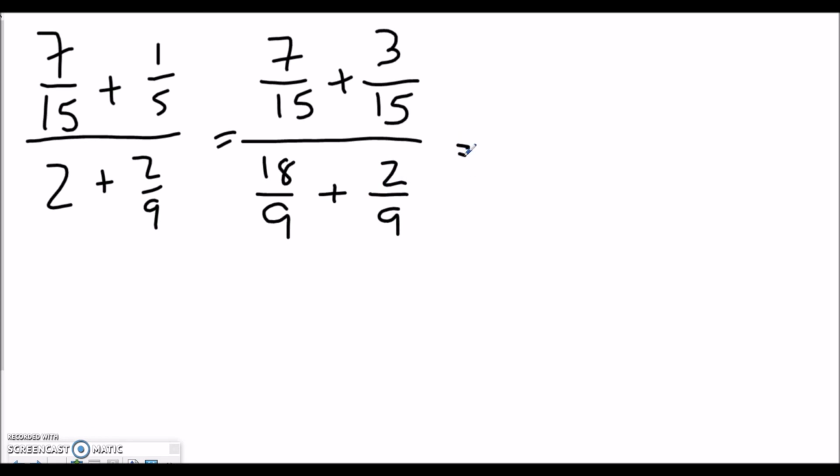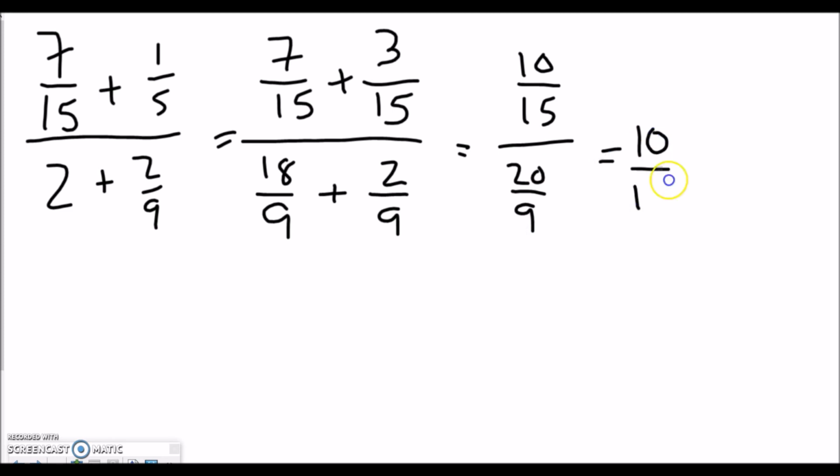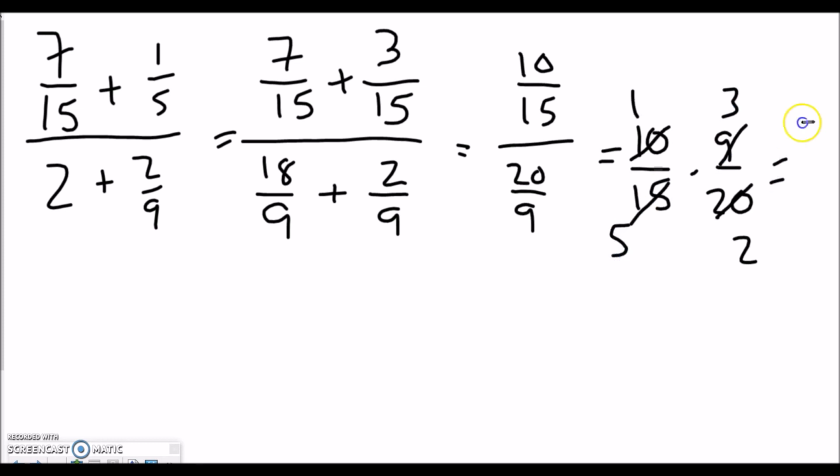And I'm not showing or explaining everything. You should have the hang of this by now. When we add, we get 10/15 on top and 20 over 9 on the bottom. Do our reciprocal. Hey, look, stuff reduces. 10 and 20 become 1 and 2. 5 and 15 become 3 and 5. When I multiply all that together, 3 over 10.